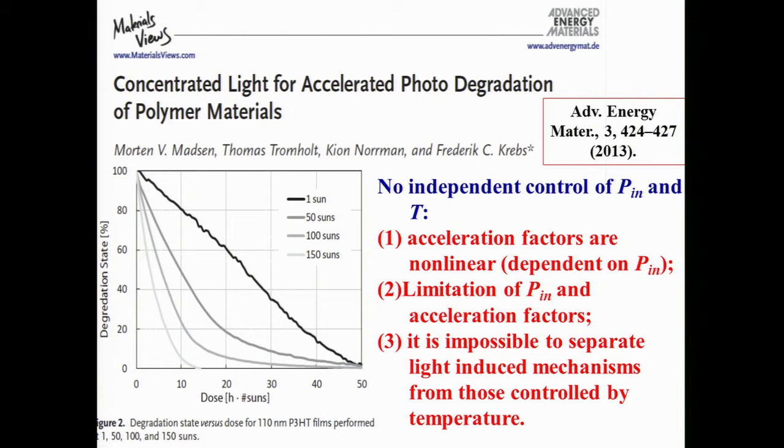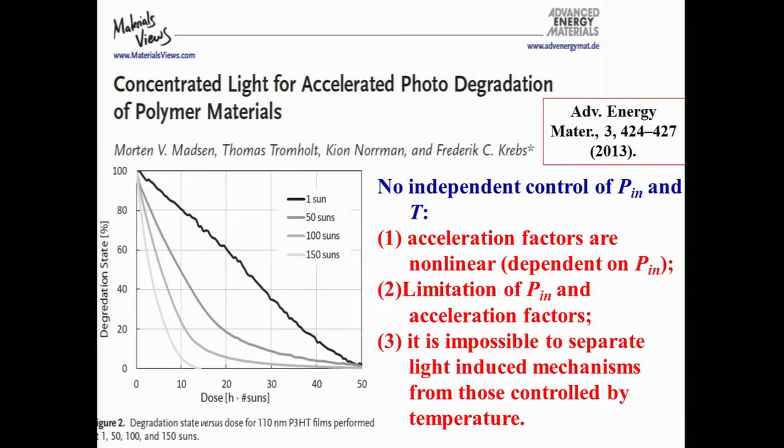But this result shows that all of us who want to do this kind of study with a solar concentrator have a huge challenge. The problem is that this is the result of what they studied. It was a study of non-encapsulated P3HT, and they measured degradation.